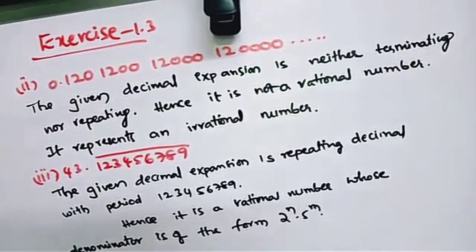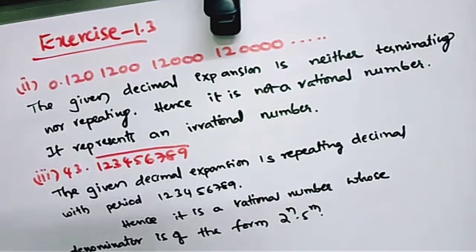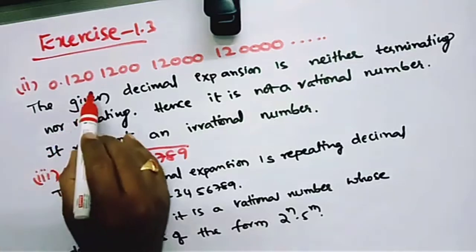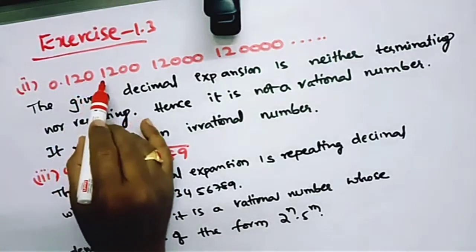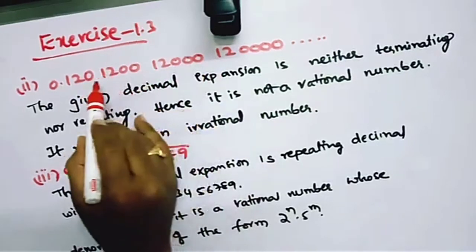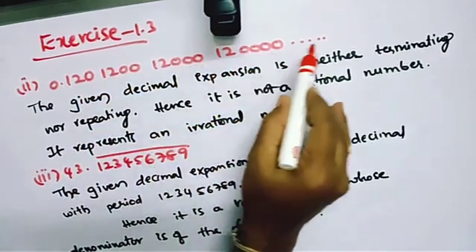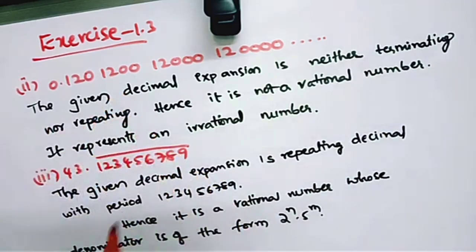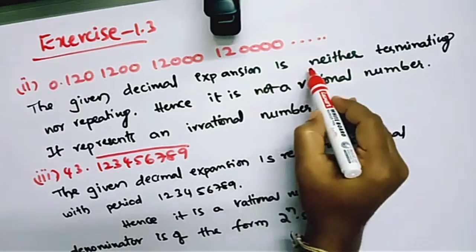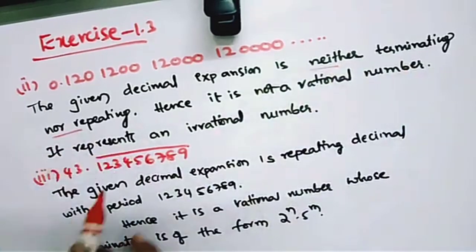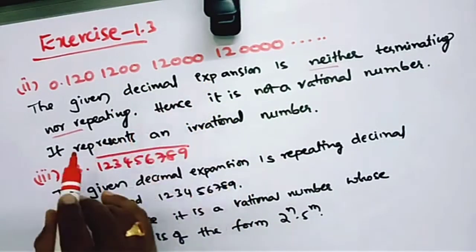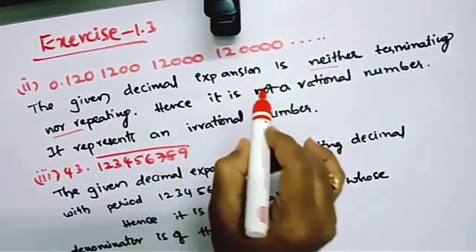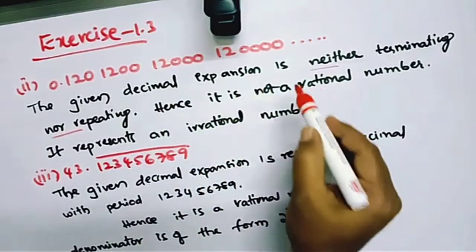Next, second question, 0.120, 1200, 12000, 1240, and so on. See here, in the decimal part there are different digits. I mean zeros are repeating continuously. Here 1 zero, here 2 zeros, here 3 zeros, here 4 zeros, next 5 zeros will be repeating. So this decimal expansion is neither terminating nor repeating. So it is not a terminating and not a repeating decimal. That's why I wrote neither terminating nor repeating. Hence it is not a rational number. It is an irrational number. So the denominator is not in the form of 2 power n and 5 to the power of m.